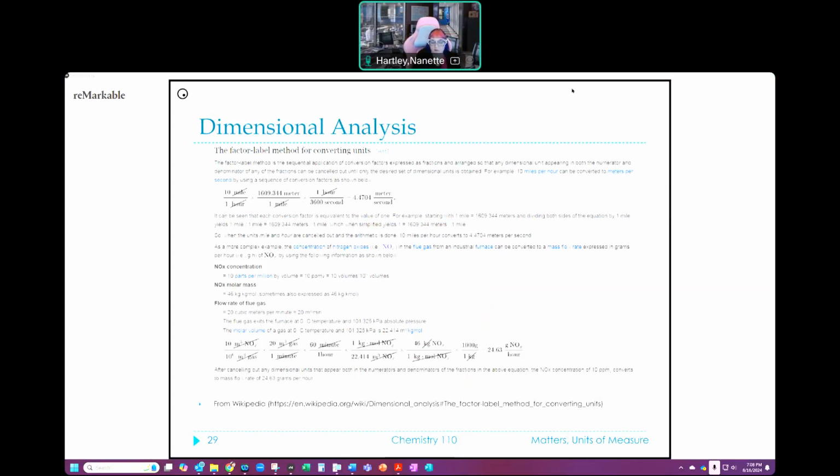This example that's given here was taken from Wikipedia, all right? But it's not just for conversion of units. Anything that we do in chemistry should be done with dimensional analysis.